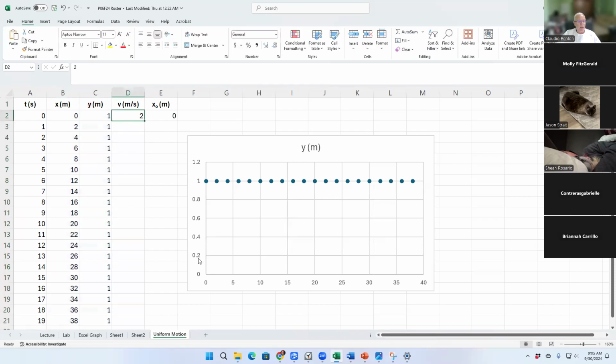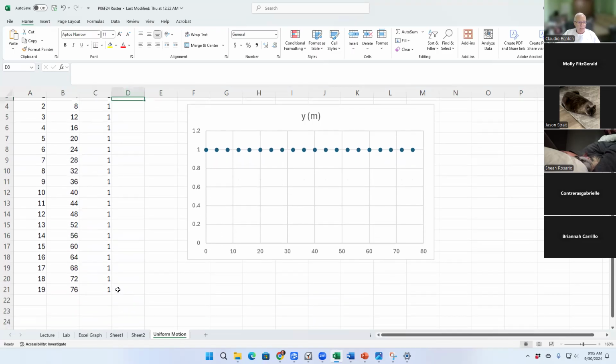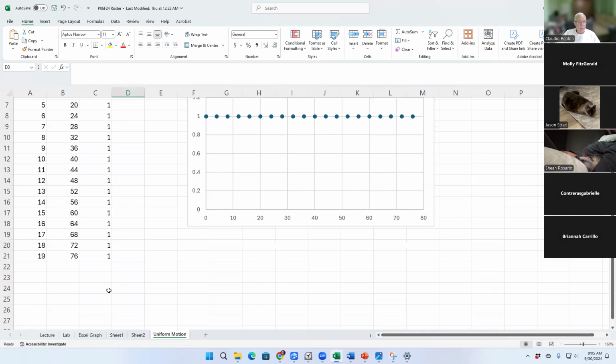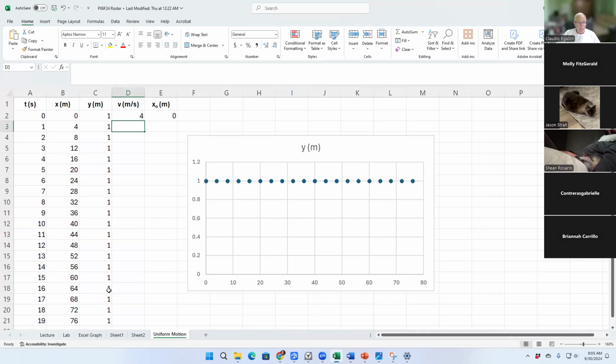I can increase the velocity. If I increase the velocity here to 4, right, you're going to have a larger spacing between the points. Remember, I'm plotting y versus x, I'm not plotting x versus t, and that's the motion diagram for uniform motion.